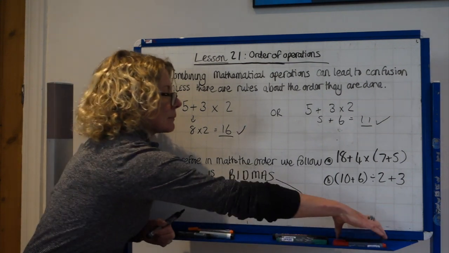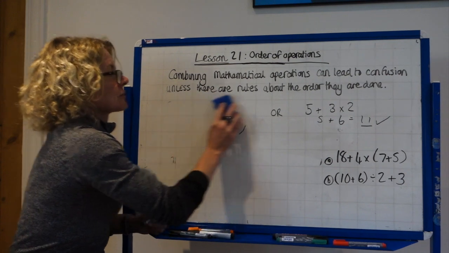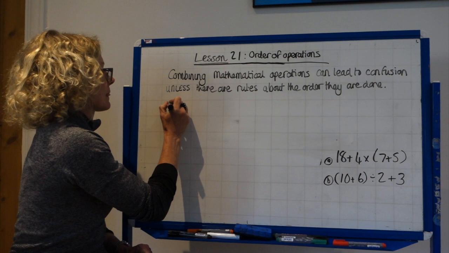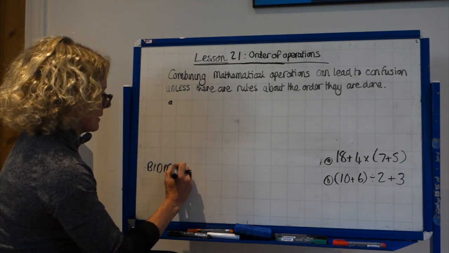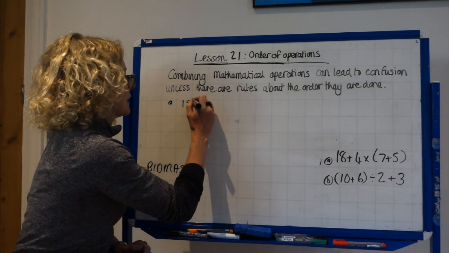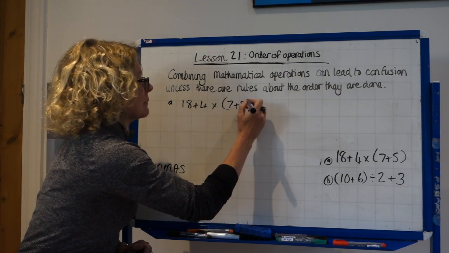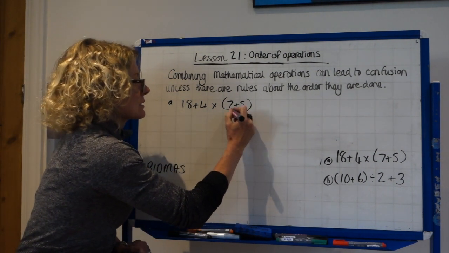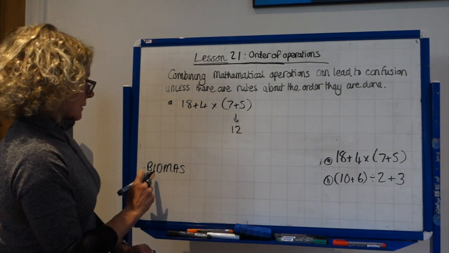Right, I've got a couple of examples here, and we're going to follow the BIDMAS order in order to solve them. Let's go. Right, so A, let's write BIDMAS here just so it keeps it in our mind as we solve these. 18 plus 4 times 7 plus 5 in brackets. Okay, so what do we do first? We do the brackets first. 7 plus 5 is 12. Okay, and then what does it say?